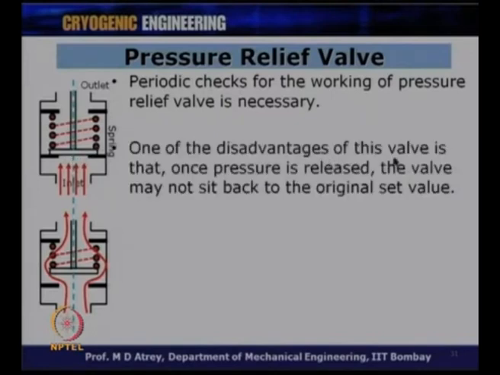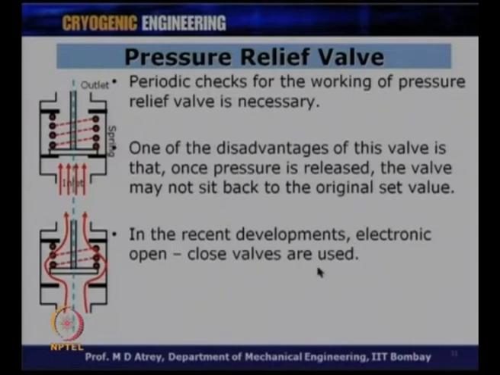One of the disadvantages of this valve is that once pressure is released, the valve may not sit back to the original set value. That can happen because of the spring stiffness. When it sits back after getting blown, it may not open next time at the same value. If it is designed for 5 psi, next time it may open at 6 psi, for example, or 3 psi, depending on the spring when it sits back on the valve seat. In recent developments, electronic open-close valves are used, which normally open and close at the same pressures, but they are costly, of course. And therefore, one should ensure how to overcome this.